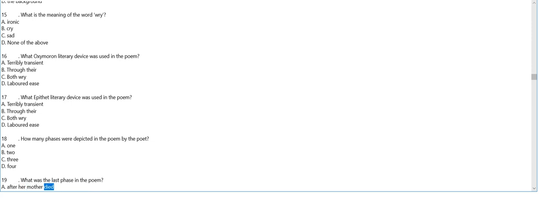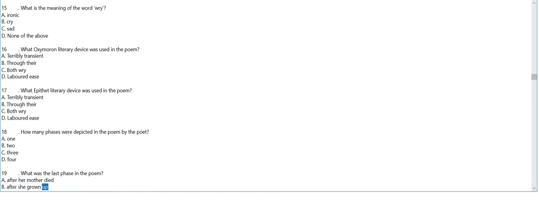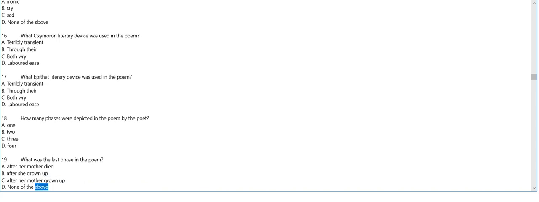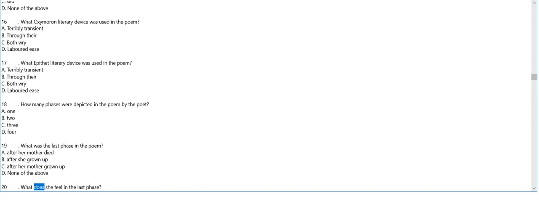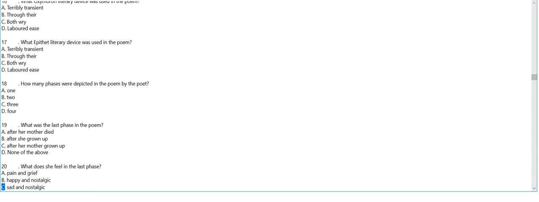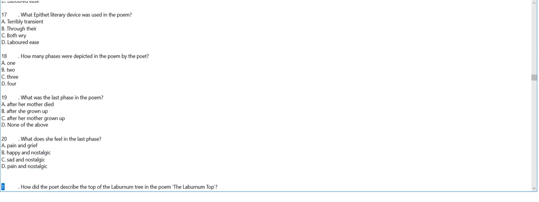19. What was the last phase in the poem? A. After her mother died. B. After she grown up. C. After her mother grown up. D. None of the above. 20. What does she feel in the last phase? A. Pain and grief. B. Happy and nostalgic. C. Sad and nostalgic. D. Pain and nostalgic.